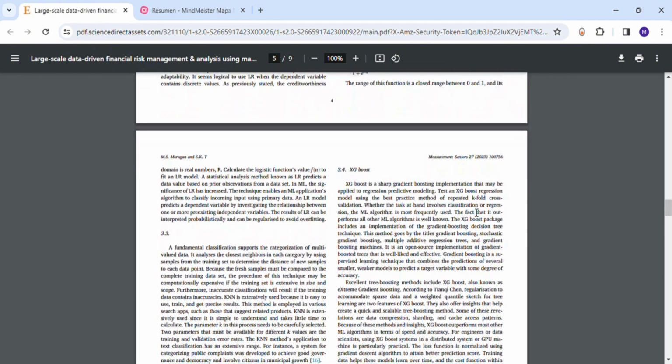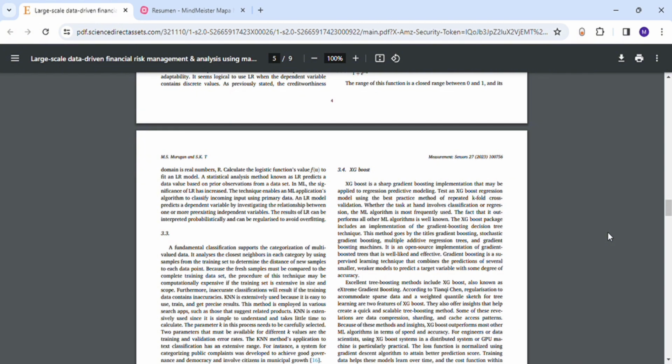And 3.4 XGBoost. XGBoost is a sharp gradient boosting implementation that may be applied to regression predictive modeling. Test an XGBoost regression model using the best practice method of repeated k-fold cross-validation, where the task at hand involves classification or regression. The ML algorithm is most frequently used. It is well known that it outperforms all other ML algorithms.